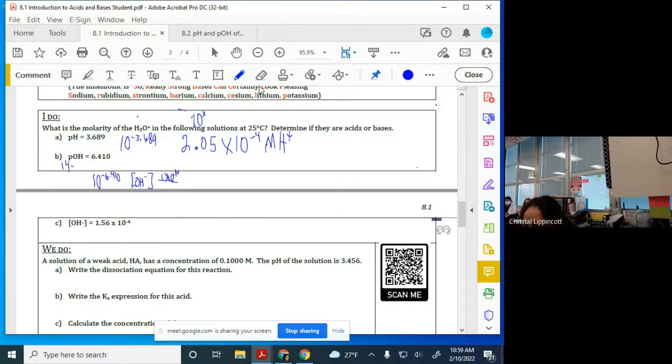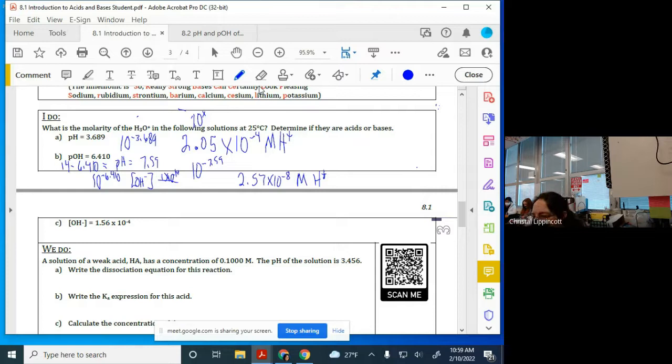So 14 minus 6.410, that's going to give me my pH then. So my pH then is 14 minus 6.410. That's 7.59. Okay. And now if I take the 10 to the negative 7.59, second log negative, grab that value, bring it down, and I end up with 2.57 times 10 to the minus 8, and that's molar H plus.